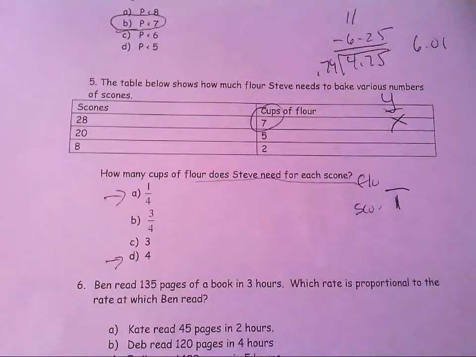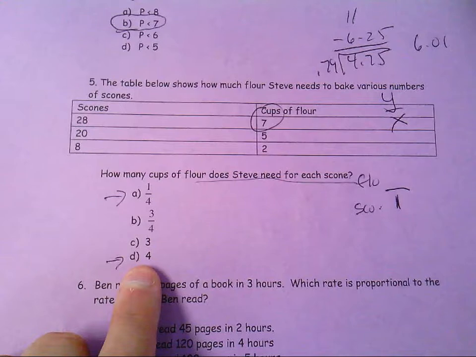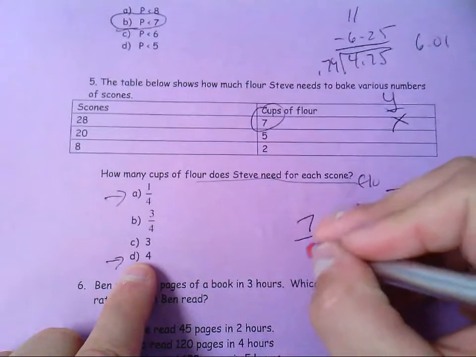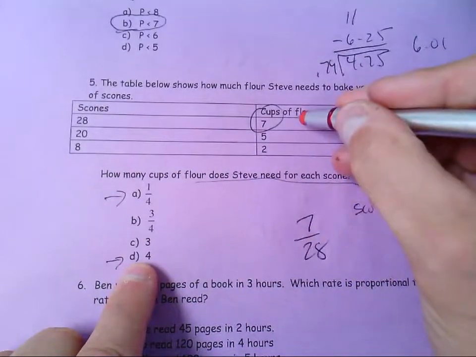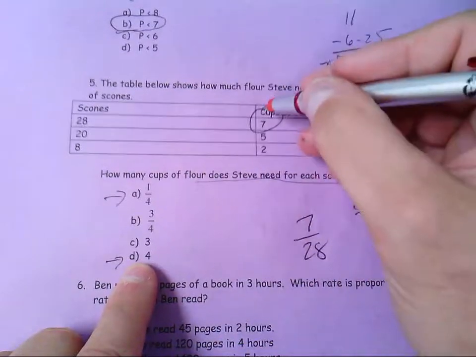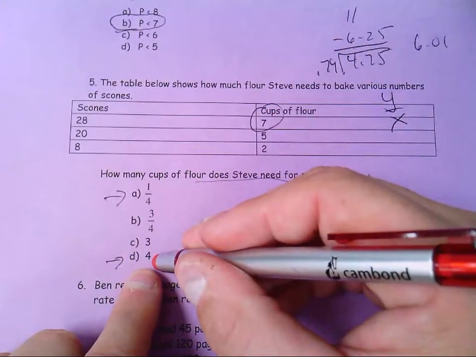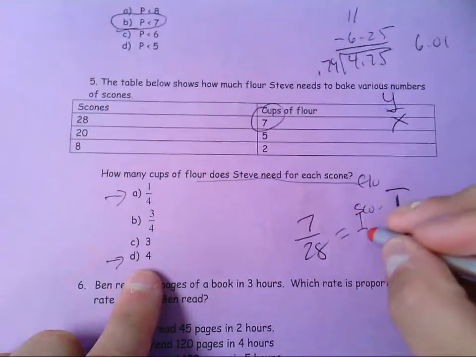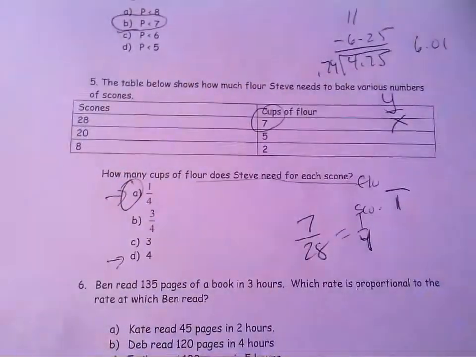So obviously if you're watching this, you probably answered D, right? But it's really the other way around. It's 7 over 28 because it's cups of flour per scone. And you're not going to use 4 cups of flour for 1 scone. Okay, it's really 1/4 of a cup of flour per scone.